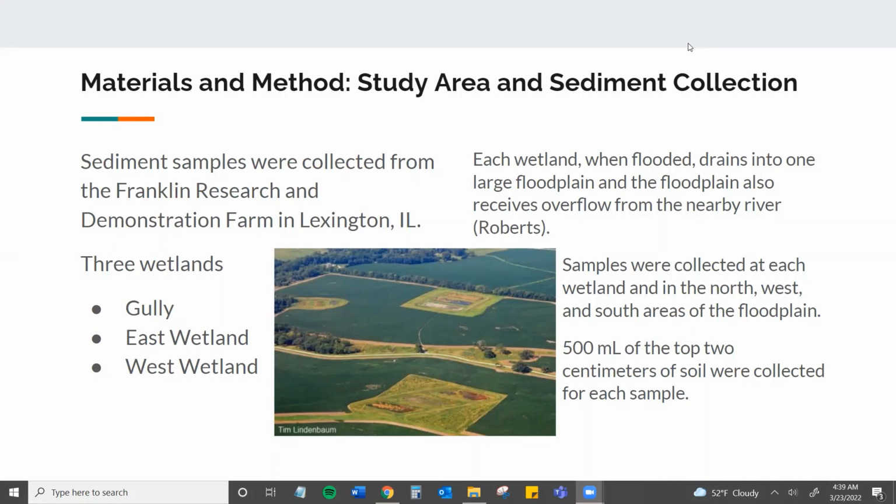by the general public. So in order to obtain a soil sample representative of microplastic contamination of the croplands, sediment was collected at each wetland and in the north, west, and south areas of the main floodplain. At each location, a single sample of about 500 milliliters of soil was collected using a shovel. So the top 2 centimeters of the soil was shoveled up and stored into a glass jar and covered with aluminum foil.